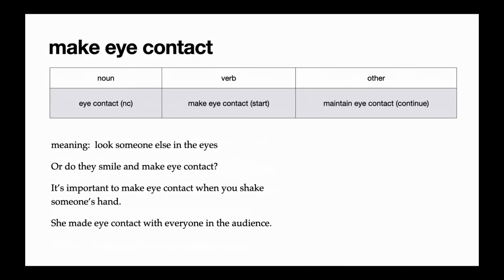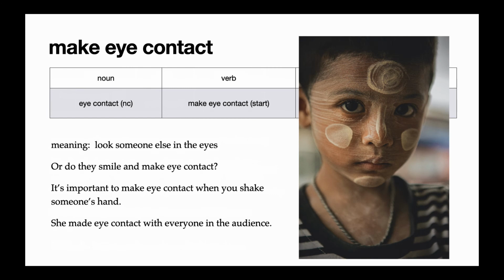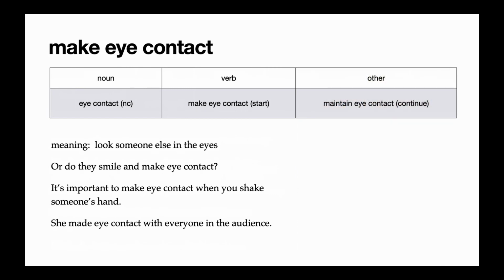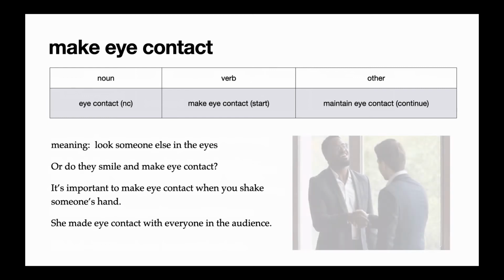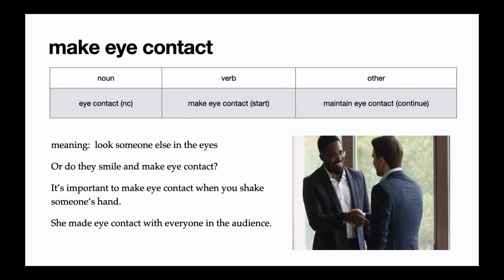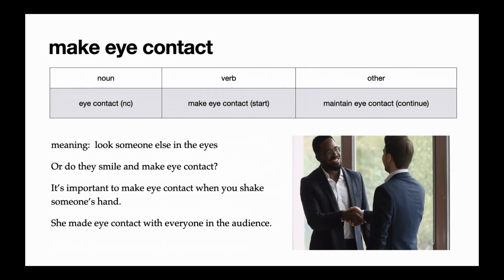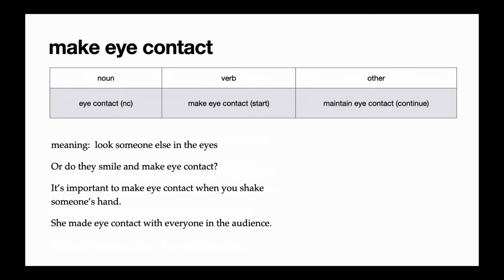Next, we have the phrase to make eye contact. Making eye contact is another type of body language. It means you're looking someone else in the eyes. In the reading, we asked, do they smile and make eye contact? In the United States, making eye contact when you're talking to someone is important. It shows that you're listening to what they're saying. In our second example, it's important to make eye contact when you shake someone's hand. And our third example, she made eye contact with everyone in the audience. Because remember that make is an irregular verb, so the past tense is made.